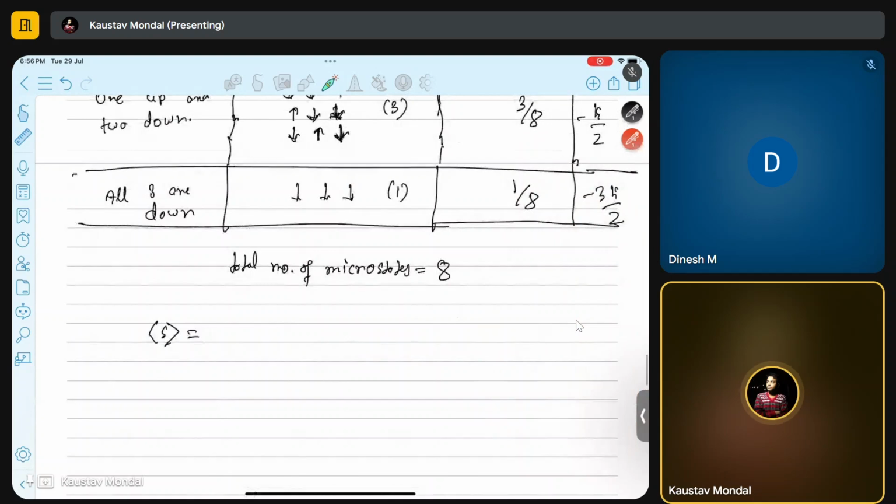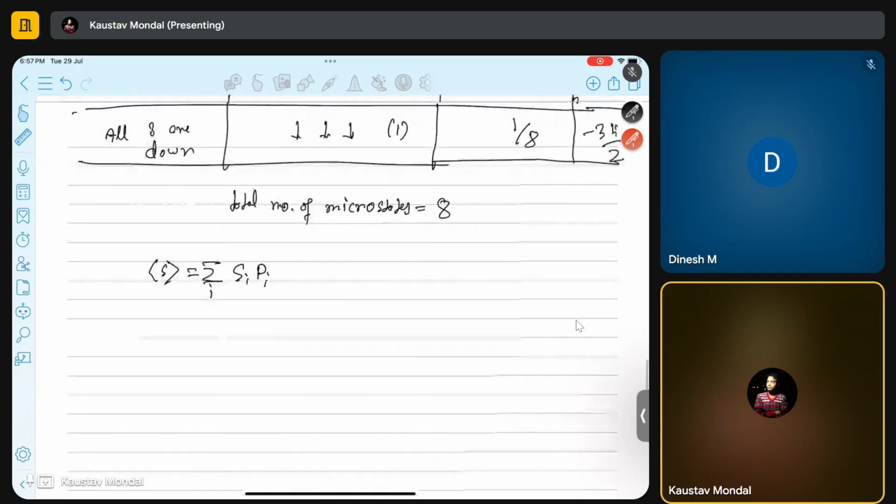So in order to calculate the average value, you know the formula of the average, right? The average of a spin would be the summation over the number of spins into its corresponding probability, right? This gives you the average spin.